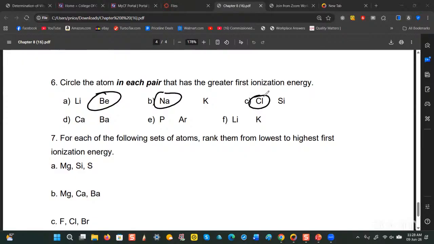What about calcium and barium? Calcium is there and barium is below calcium in the same group. So barium would have the lower first ionization energy. The question is asking for the greater, right? So the answer would be calcium, right? Remember the trend is decreasing going down the group, all right?